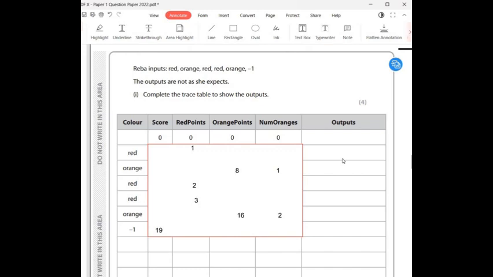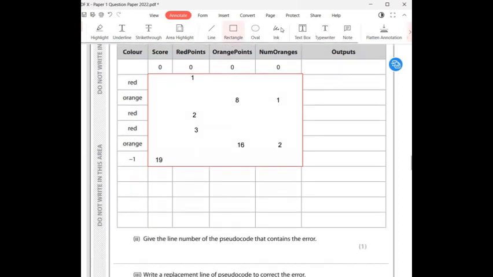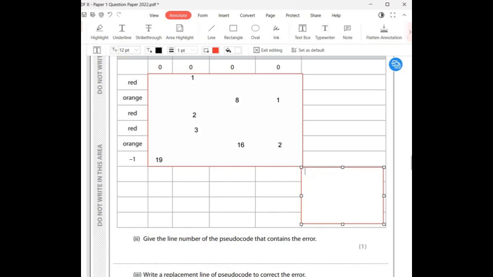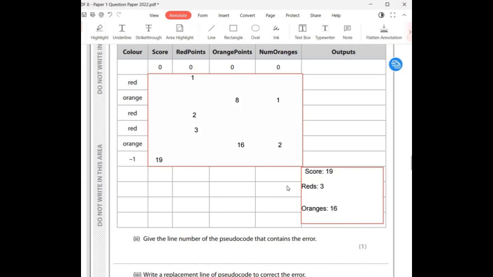Okay, so putting those in there together, making those columns correct, that would be 2 marks. And then the next bit we will need is where we are going to add everything else here. So score is going to be 19. Reds will be a 3. Oranges will be a 16. Okay? And that is literally that.